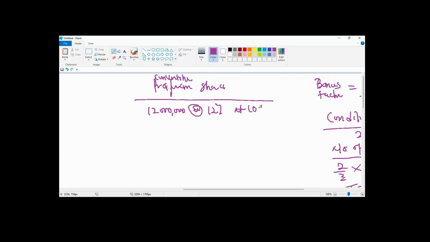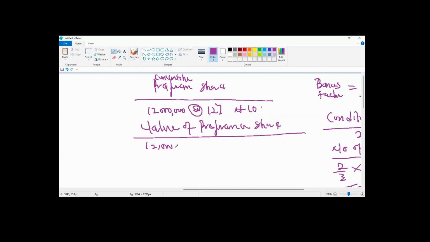Value is 10. So the value of the previous shares now. What is the value? It will now be 12 million times 10 naira, which will give me 120. Do you agree?